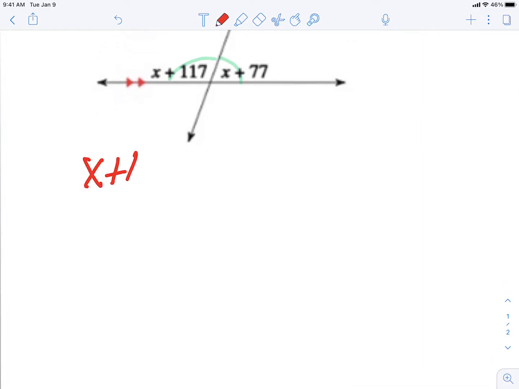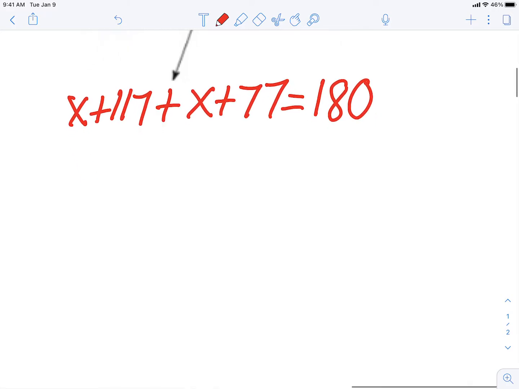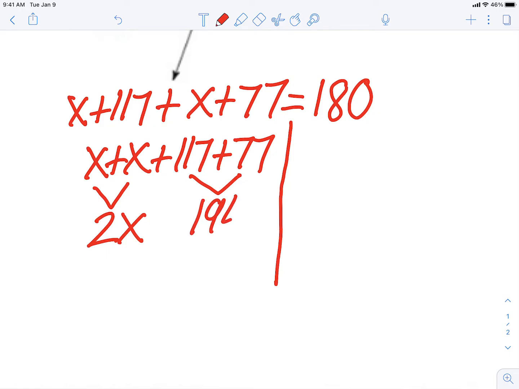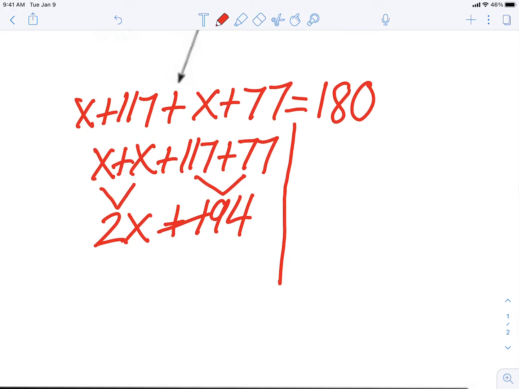So x plus 117 plus x plus 77 is equal to 180 degrees. So let's put our x's together. x plus x is 2x. 117 plus 77 is 194, positive. And I'm going to immediately, my favorite word, Mr. Martinez's favorite word, move 194 over as minus 194.